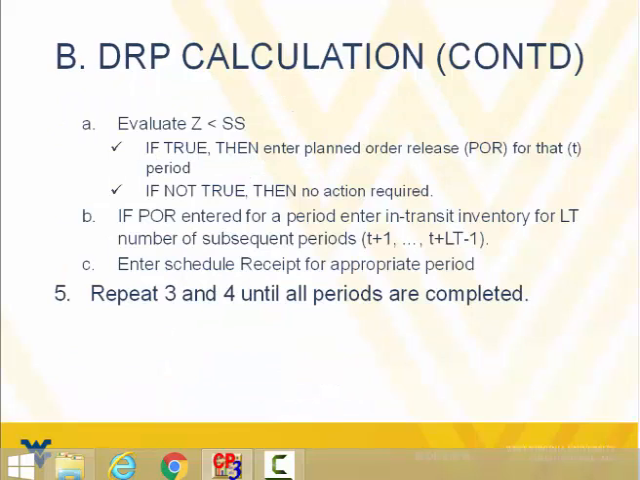So, how do we evaluate? When our Z is less than our safety stock, then we have a planned order release, or POR. In other words, based upon this forecast, given our starting balance on hand, our lead time, and how much lead time demand we expect, that is going to be a period when we release an order to either the DC or to the plant.